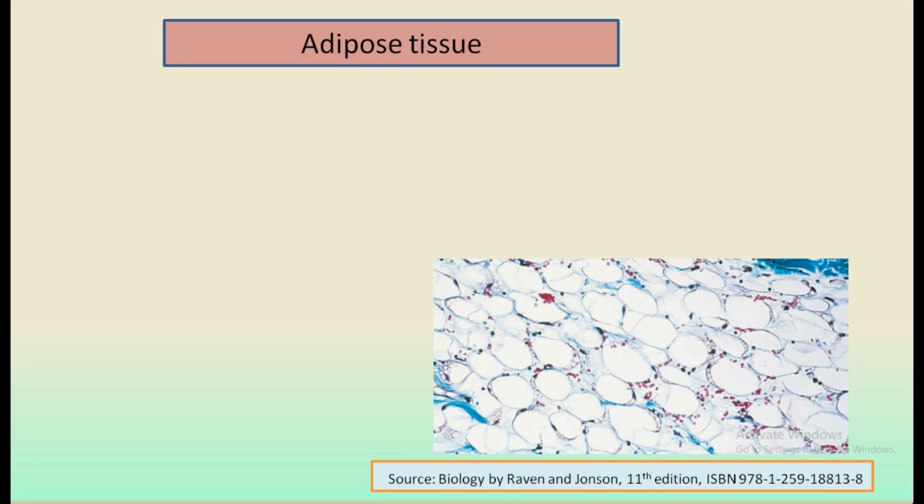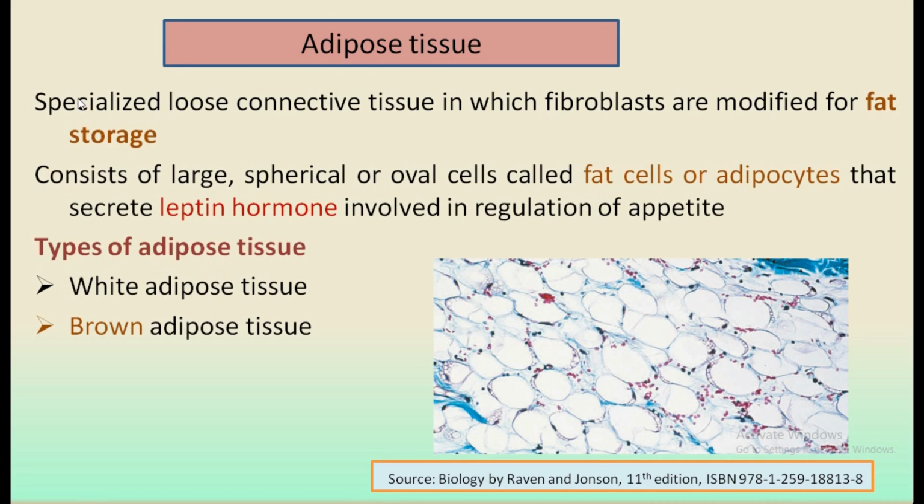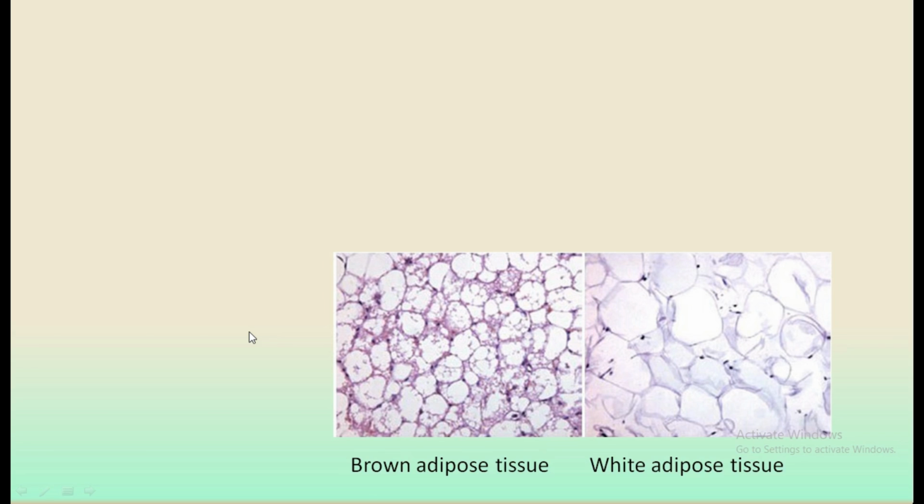The second type of connective tissue proper is adipose tissue, and adipose tissue is a specialized loose connective tissue in which fibroblasts are modified for fat storage. This tissue is made up of large spherical or oval cells, which are also called fat cells or adipocytes, that secrete a hormone, that is leptin, which is involved in the regulation of appetite. We find two types of adipose tissue, white adipose tissue and brown adipose tissue.